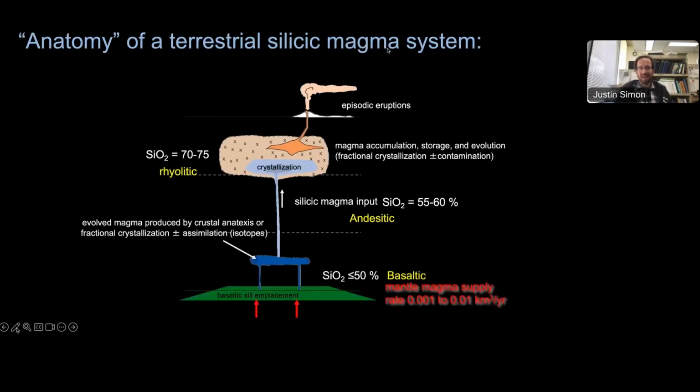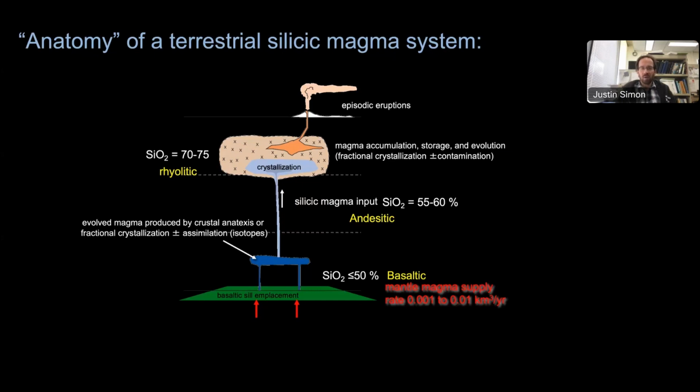Okay, and I apologize if I come across a little pedantic for some of you, but I wanted to make sure that I was reaching everybody. I put together this cartoon, which I'm calling the anatomy of a terrestrial silicic magma system. If you want to think about it, it's really the plumbing system. There are a couple of points that I want to make here. The first is that at least on Earth, these systems are underpinned by massive amounts of mafic mantle-derived material, and so it scales in an exponential way.